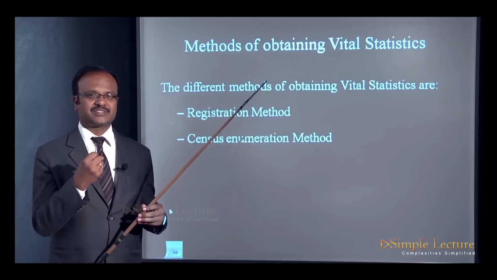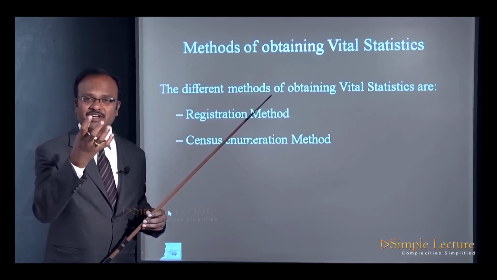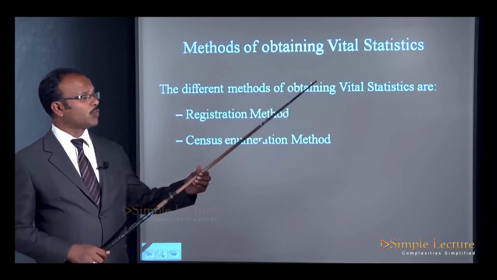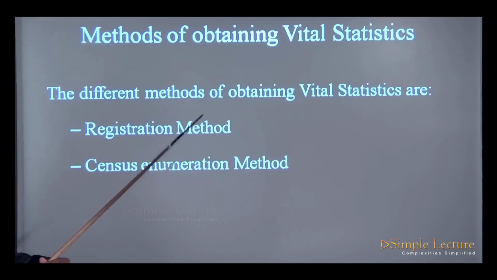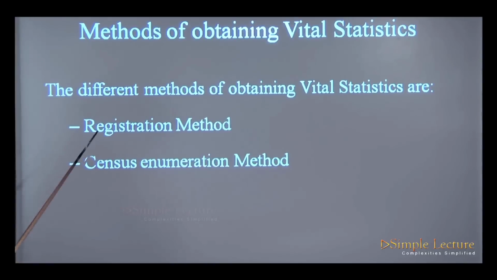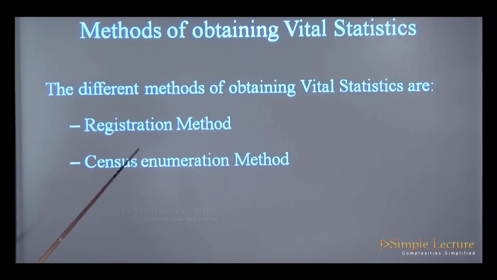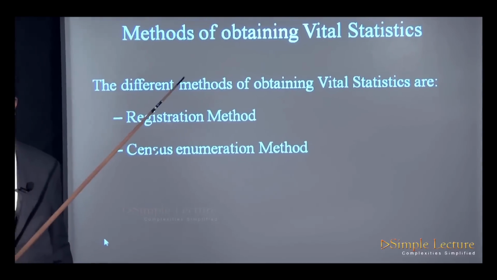Right? Now, what are the methods of obtaining these vital statistics? How do we get the information about the important events that are occurring in human life? So there are two methods of obtaining vital statistics. The first method is called the registration method, and the second method is the census enumeration method. Now what do we mean by the registration method and the census enumeration method? Let us discuss them one by one.